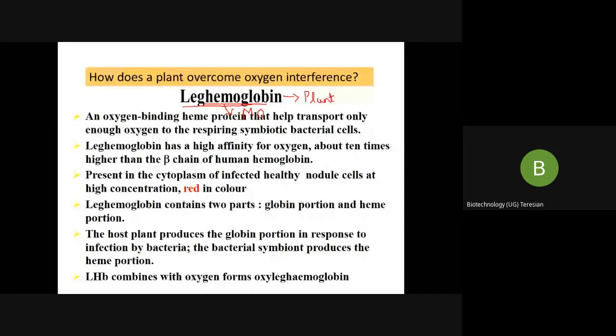So the rhizobium synthesizes a heme protein called leghemoglobin. The heme is produced by the rhizobium, that is your microorganism. This leghemoglobin has a high affinity for binding oxygen and it quenches the oxygen. So the leghemoglobin, whichever is formed inside your plant, has a very strong attraction towards oxygen. Wherever oxygen is there, it goes and binds to that oxygen, making the oxygen unavailable for the nitrogenase enzyme.